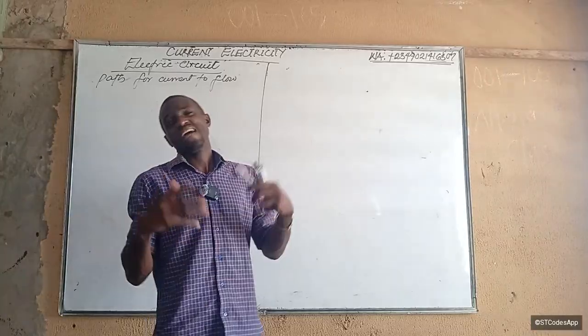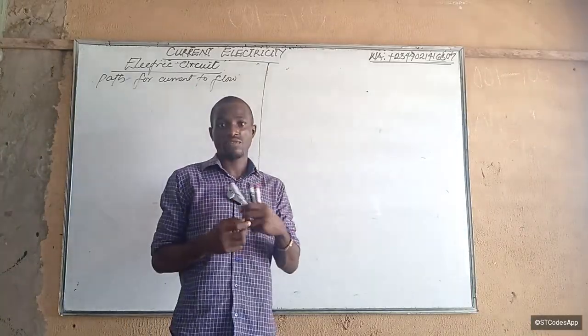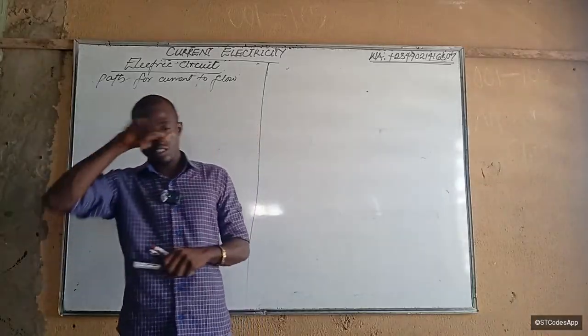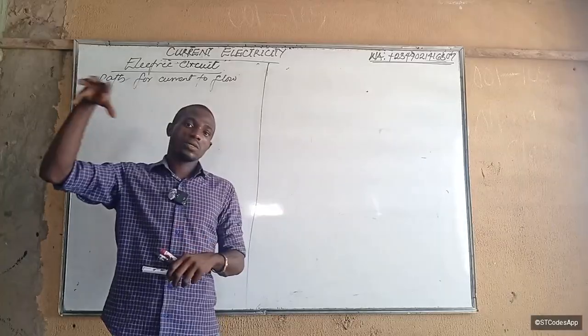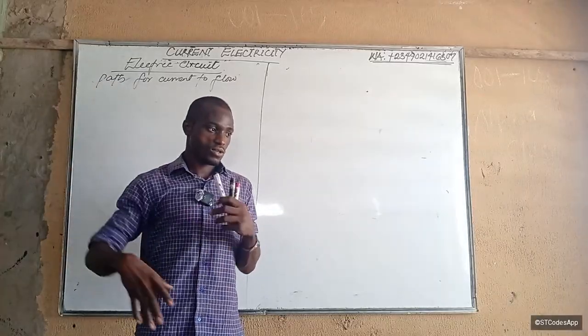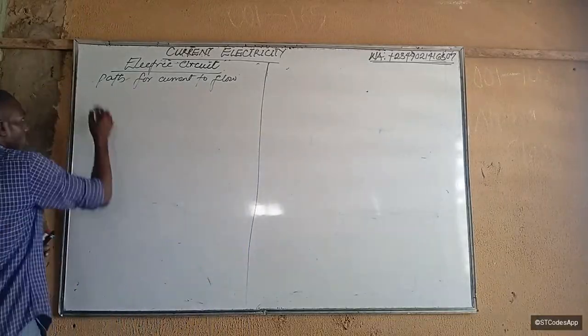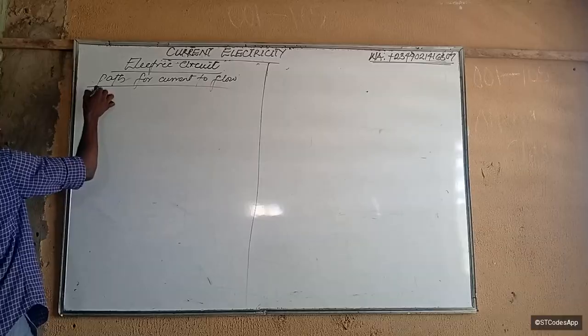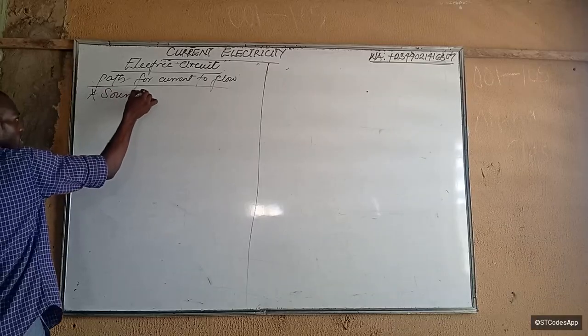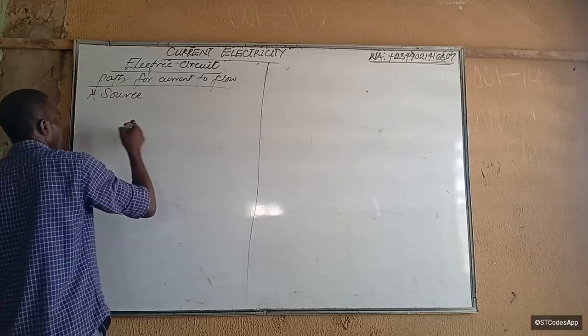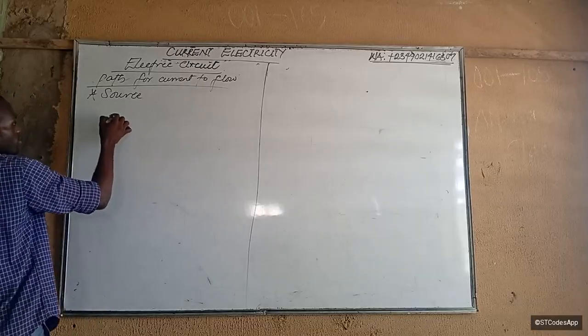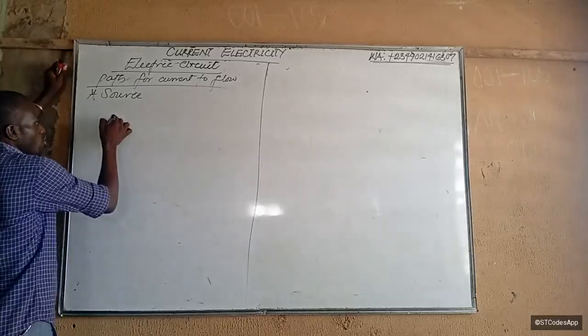Now, an electric circuit has various components. Before we talk about the types of circuit, let's first talk about the components. What makes up a circuit? The components include the source, the power source, usually a battery or just any source.